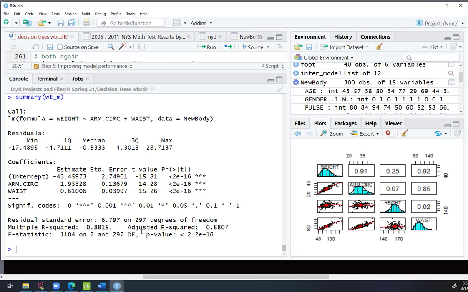Now, how much of the variability in weight is explained by the variables arm circumference and waist? Well, that's what the adjusted R-squared tells us. And it tells us that 88% of the variability in weight can be explained by just these two variables, arm circumference and waist. So it looks like that's a pretty good model. Now, does any of this tell me it's the best model? No, it does not. And that again is thrown back on us.